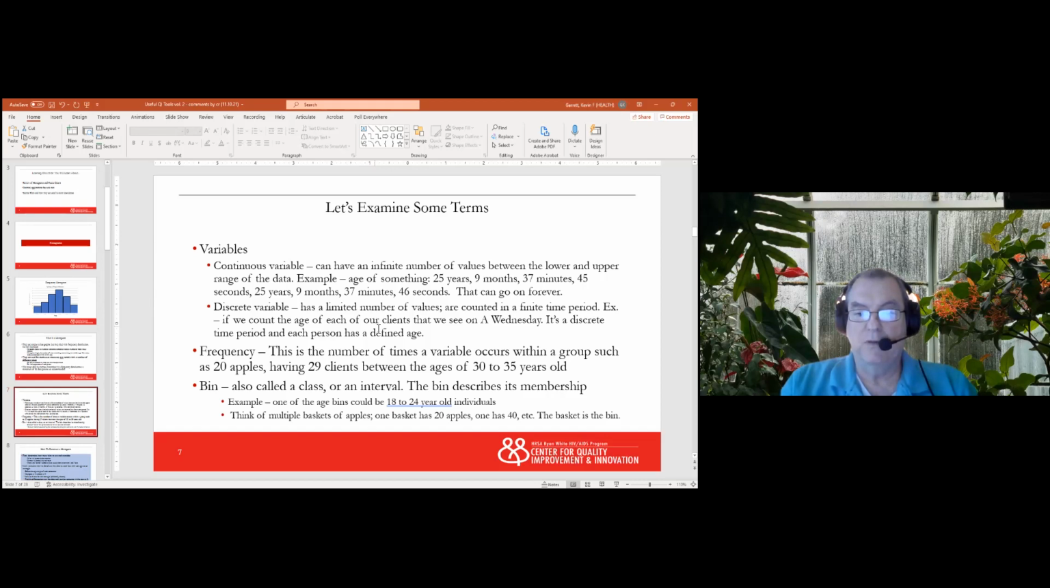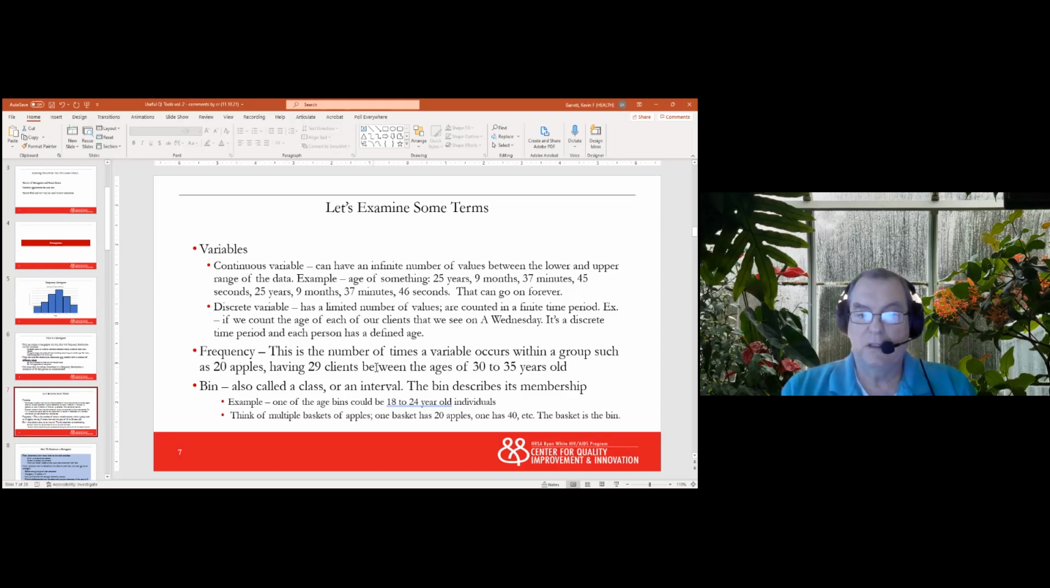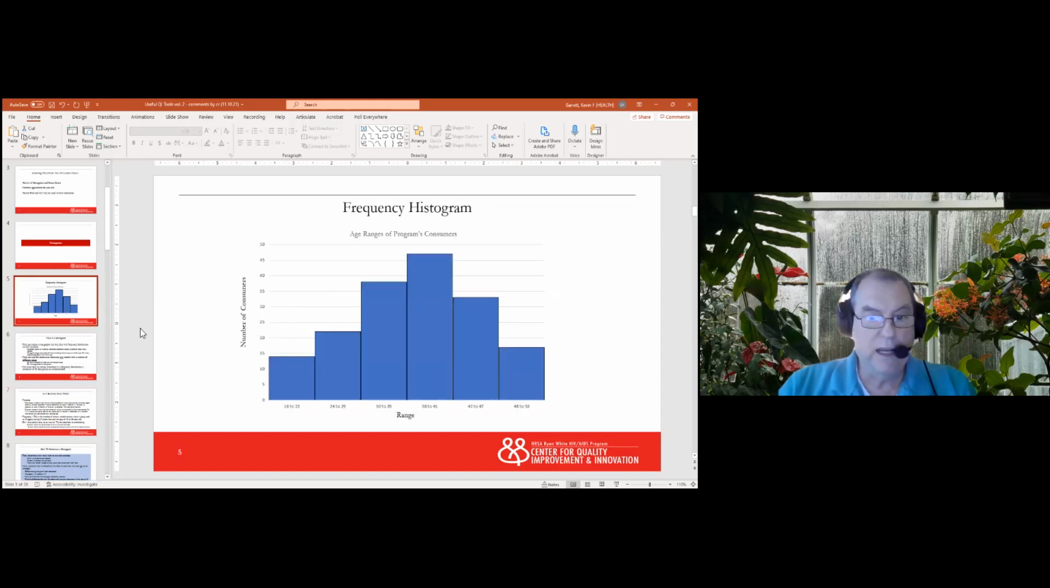And then frequency. It's the number of times the variable occurs within an age bracket. So back to our chart again, if I look at this 36 to 41, I see that there are about 47 people that occur there. So it's a little bit different way of looking at it. And then if we go back to the chart again and look at 30 to 35, we have 37, 38 people.